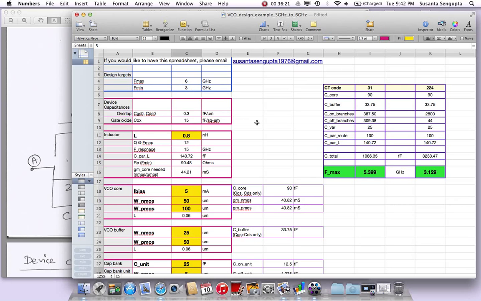Okay, so hopefully going through the spreadsheet, building it up this way, gives you an idea of how you could put together an initial design of the VCO quickly based on this approach. Something that I found very useful. I've been using it, and I just wanted to share it with you guys.